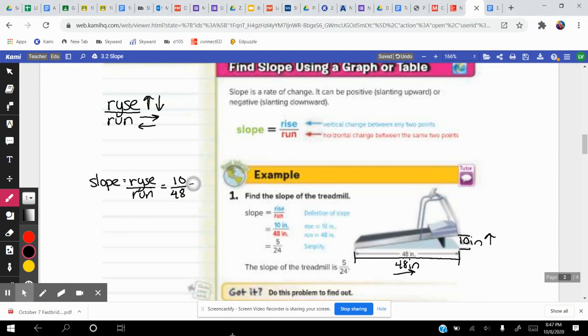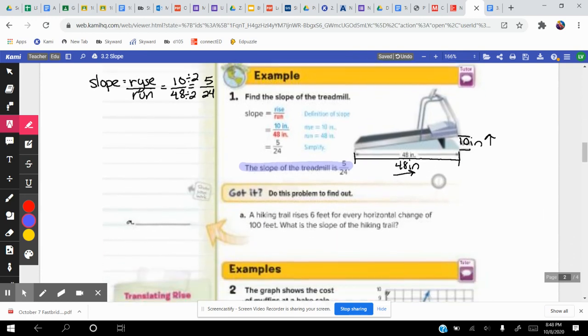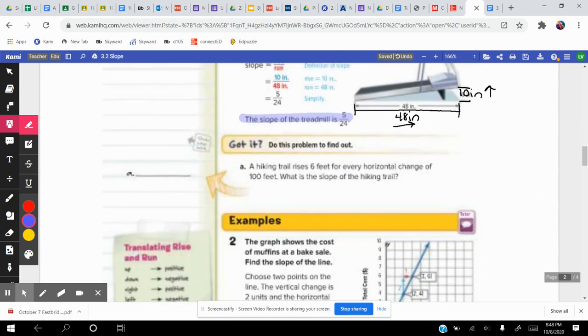And we can simplify 10 and 48 by dividing the numerator and the denominator by 2. 10 divided by 2 gives us 5. 48 divided by 2 gives us 24. 5/24. That's in simplest form. So that means that the slope of the treadmill is 5/24. Got it? Let's do this problem to find out.